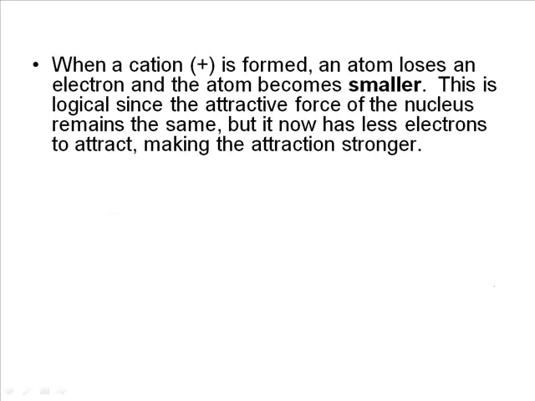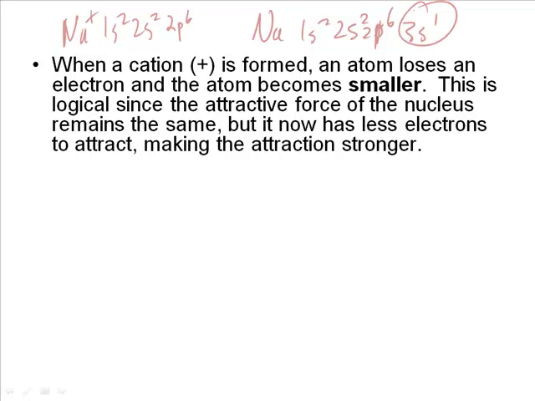Okay, now let's look at sodium. Sodium, again, 1s2, 2s2, 2p6, 3s1. You take that one electron away. So if you form a cation and you form Na+, it now is 1s2, 2s2, 2p6. So it's like we took a whole planet away. That one is now gone. That obviously is going to make the atom smaller.